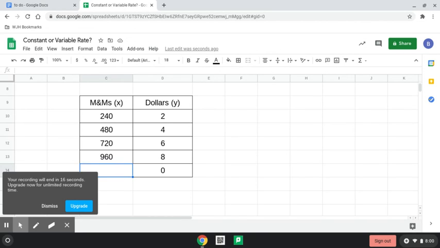How about for 1 M&M? How much would that cost? Well, it costs that much. How about for 3,702 M&Ms? Well, it costs that much.